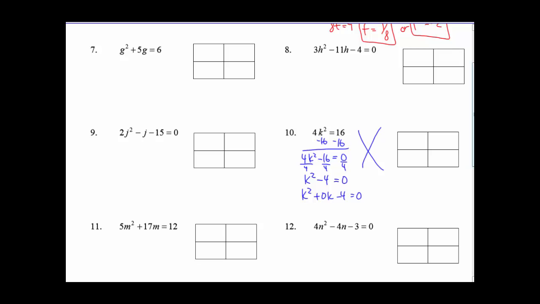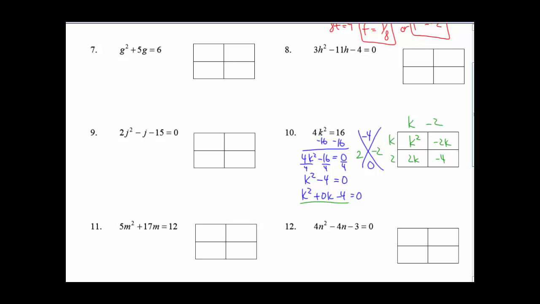We're trying to think, what times what equals negative 4, but adds to get 0? And some of you can see that. If you can, go through those progressions. We have a 2 and a negative 2. So if we were to put this in, we're going to have k squared, minus 2k plus 2k minus 4. When we factor out, you should get k plus 2, k minus 2.